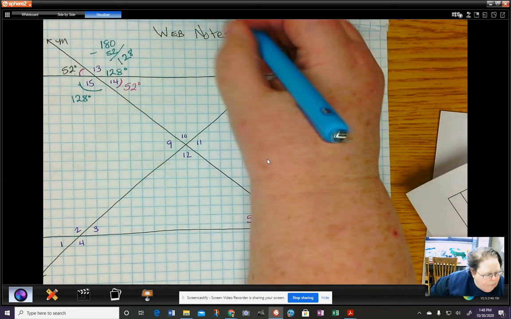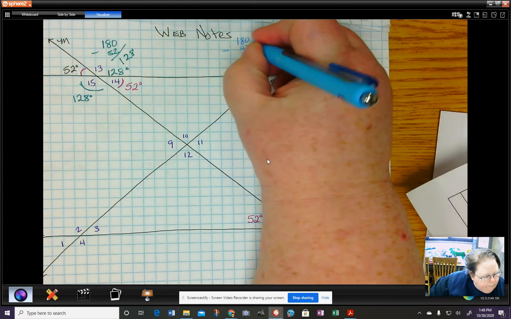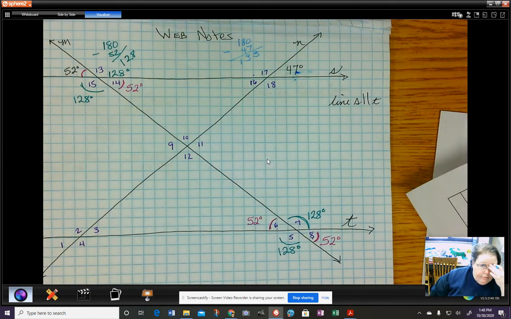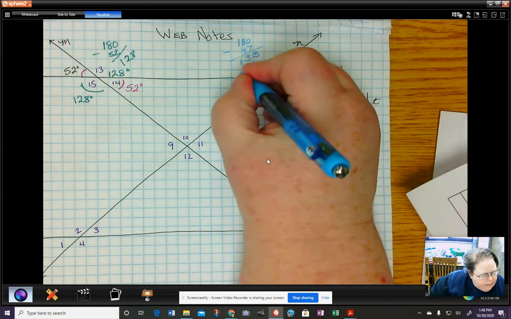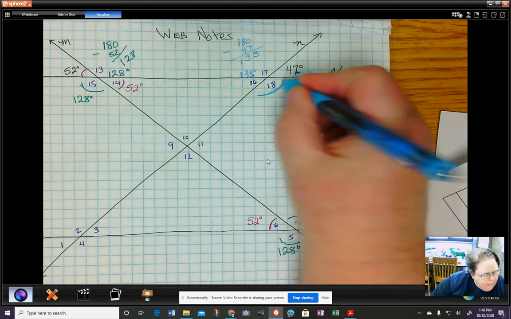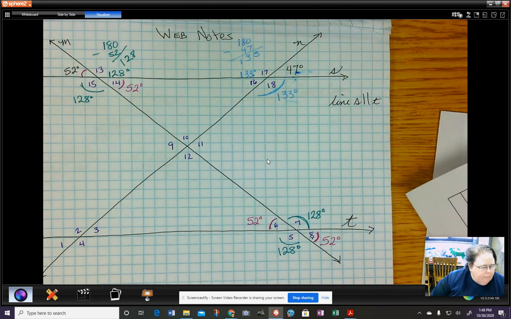So if it starts with an S, like same straight angle or same side angles, they're supplementary. So I'm going to take 180 and subtract 47. So that's going to give me 133. So angle 17 is 133 degrees. What does that mean about angle 18? It means it is also 133 degrees. Why? Because angle 17 and angle 18 are vertical angles.